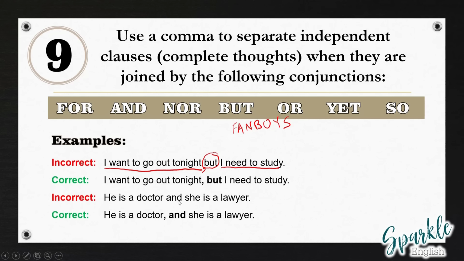He is a doctor and she is a lawyer. Again, these are 2 independent clauses joined by a conjunction, so we have to add a comma before the conjunction. He is a doctor, and she is a lawyer.